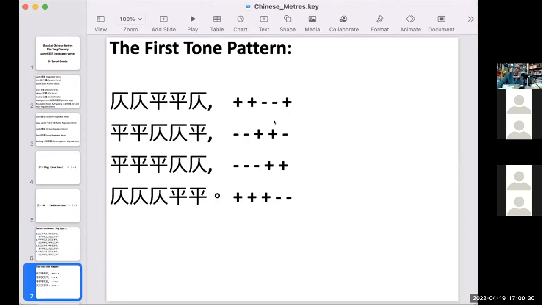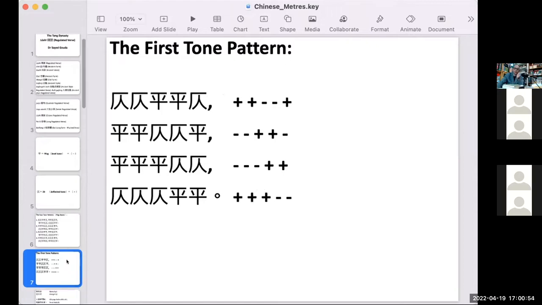Here, for example, this is the first tone pattern. This is how we would represent it. Plus, plus, minus, minus. So when you look at these signs, you know right away that this is zi zi ping ping zi, ping ping zi zi ping, ping ping ping zi zi zi zi zi ping ping, and so on and so forth.